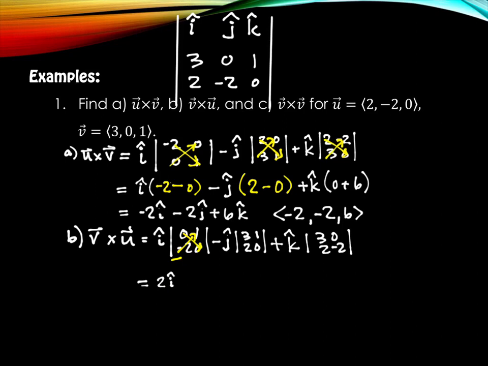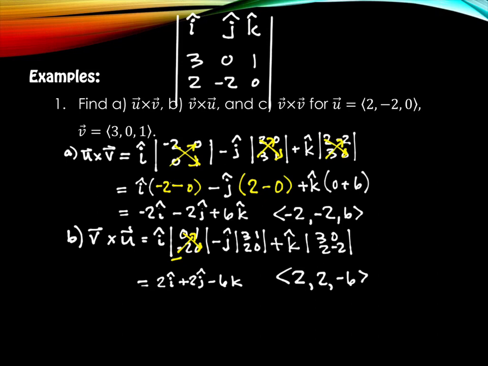The next one, let me put that there a second. So I have 3 times 0 minus 2 times 1. What does that give me? Negative 2, and then the j itself is negative, so I get plus 2j. And then the third one, I have 3 times negative 2 minus 2 times 0. Negative 6k. And if we write these out, we see that we got a 2, 2, and negative 6.